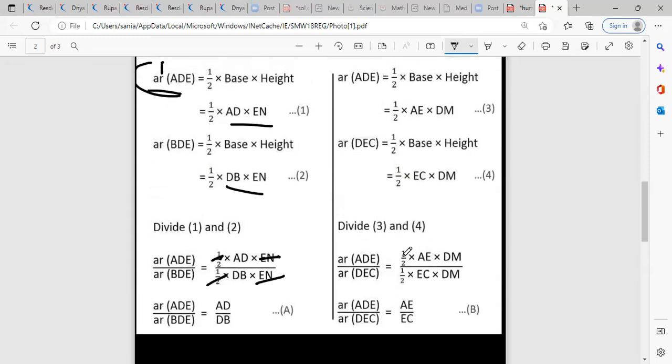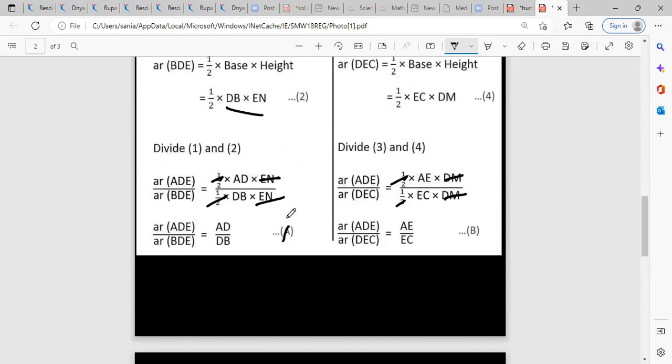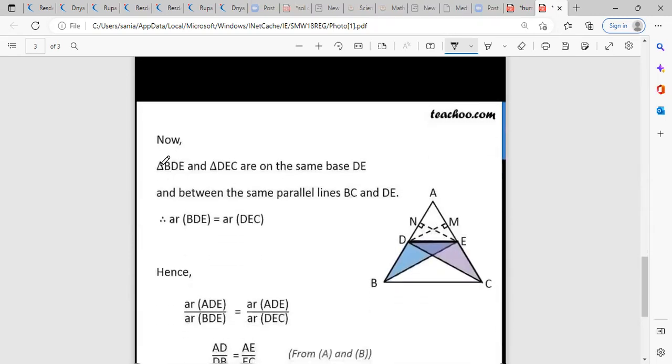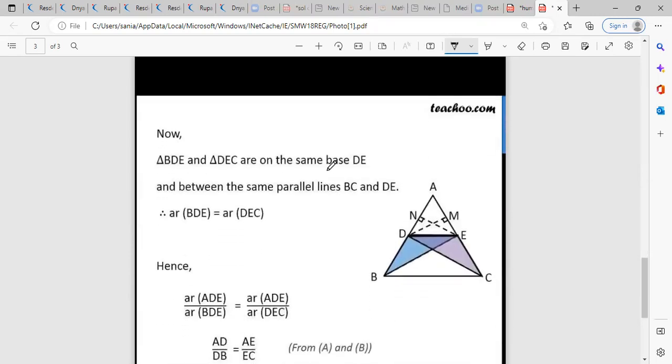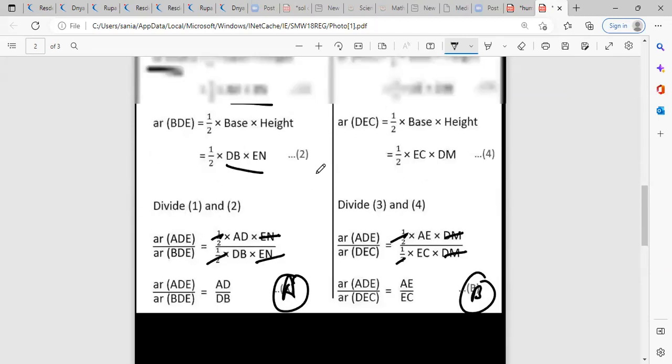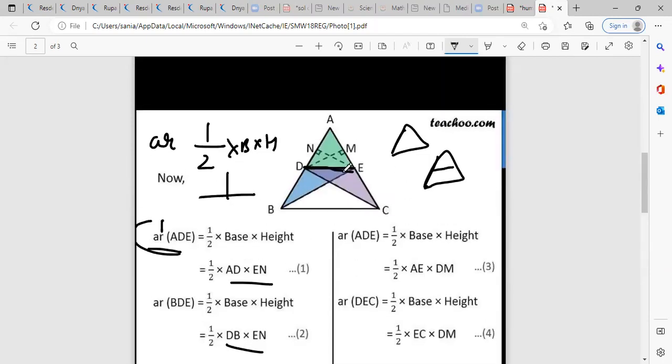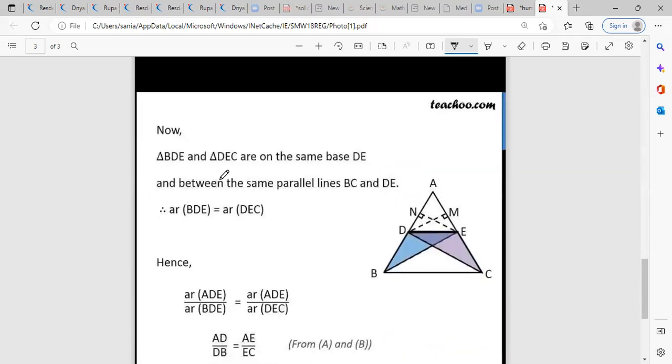Similarly here you will divide these two. Half and half will be gone, and DM, DM will cancel. So now this is your equation A, and this is equation B. Similarly, now triangle BDE and DEC are on the same base. Whether you take this triangle or this triangle, they are on the same base, right? And between the same parallels, okay? Same base and between the same parallels, right? Therefore, the area of BDE is equal to the area of DEC.